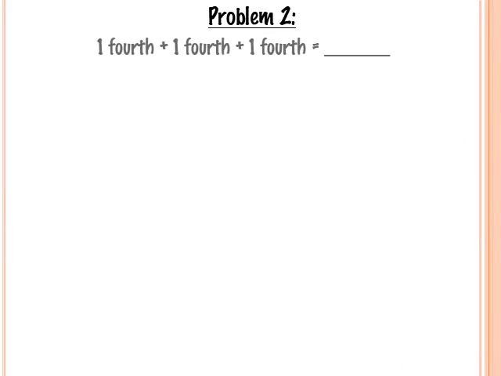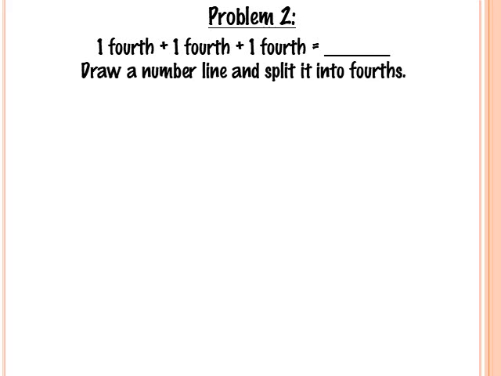In problem number 2, we're looking for 1/4 plus 1/4 plus 1/4. So we're going to be expecting to see 3 hops on this number line because there are 3 things happening. 1/4 plus 1/4 plus 1/4. So the first thing we need to do is draw that number line and split it into fourths. Lucky for you, you have the number line drawn for you.